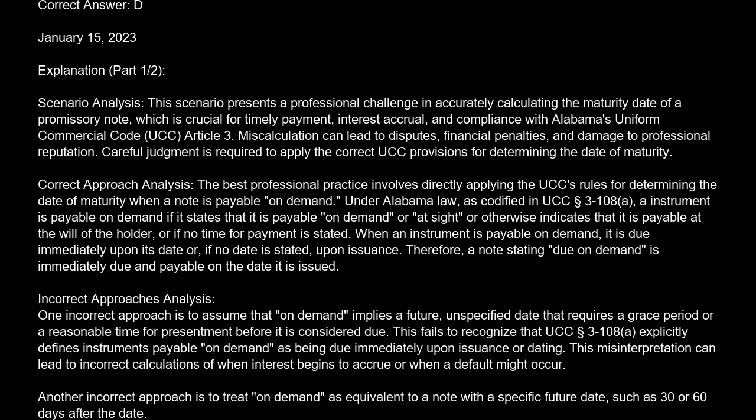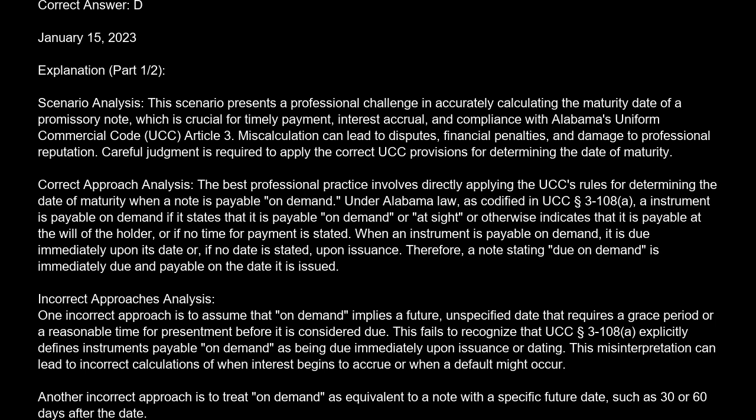Under Alabama law, as codified in UCC Section 3-108A, an instrument is payable on demand if it states that it is payable on demand, or at sight, or otherwise indicates that it is payable at the will of the holder, or if no time for payment is stated. When an instrument is payable on demand, it is due immediately upon its date or, if no date is stated, upon issuance. Therefore, a note stating due on demand is immediately due and payable on the date it is issued.